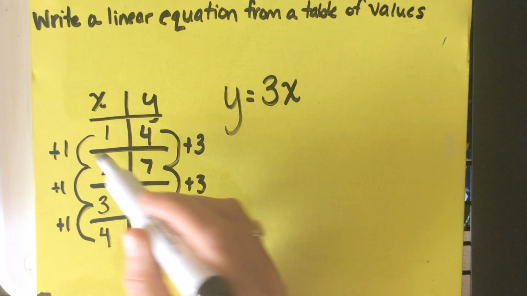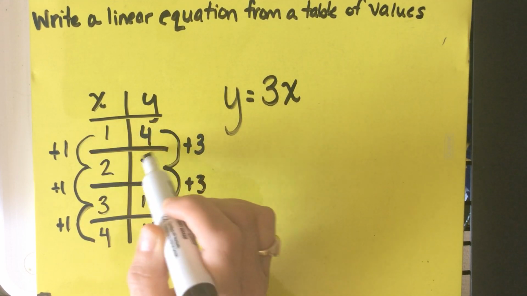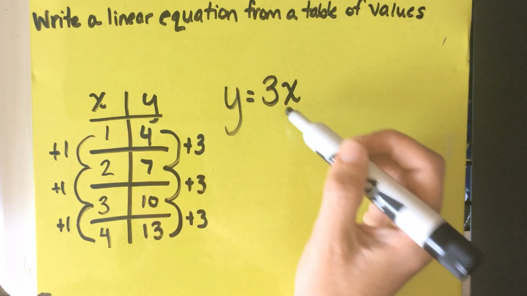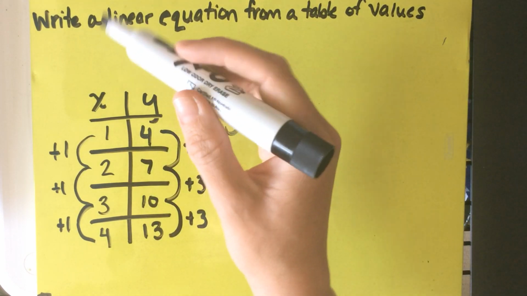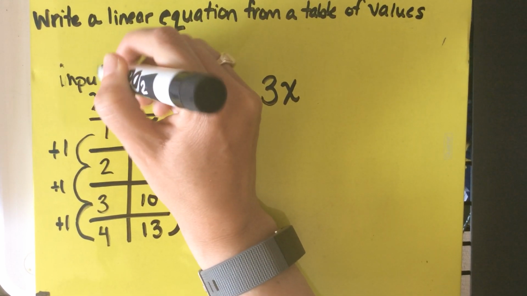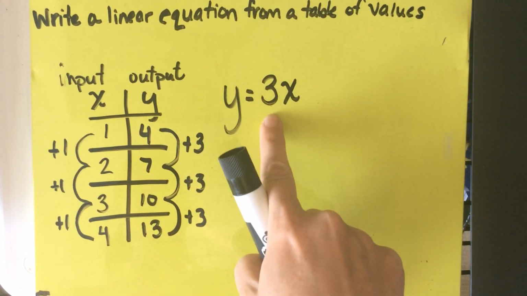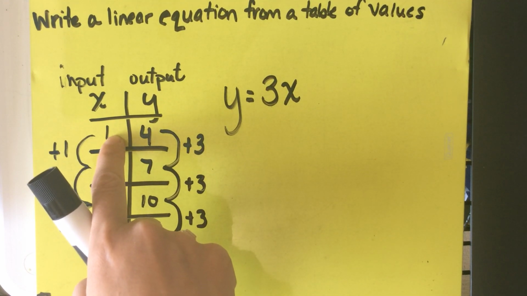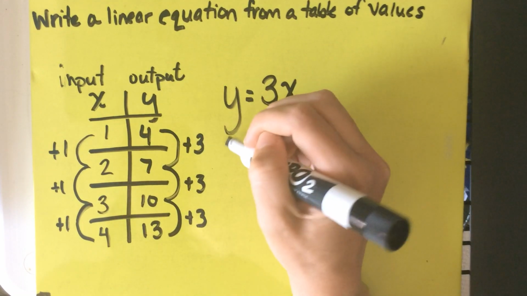So we're going to pick a point on our table of values. We may as well start with the first one, this 1, 4. And we're going to substitute our x value into the equation and see if we get the output of the y value. So remember we talked last week about input and output. So with this equation, if I input a 1 in place of the x, I should get an answer of 4 for my y. So let's try it.